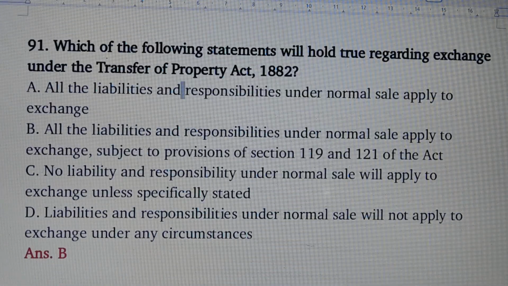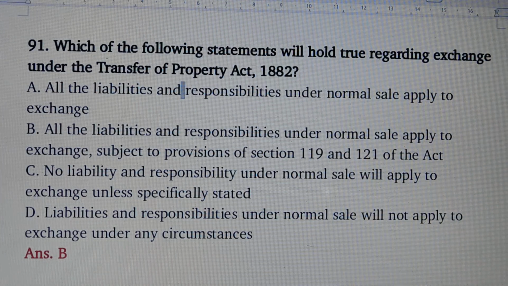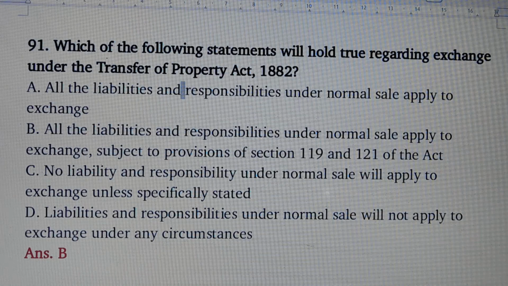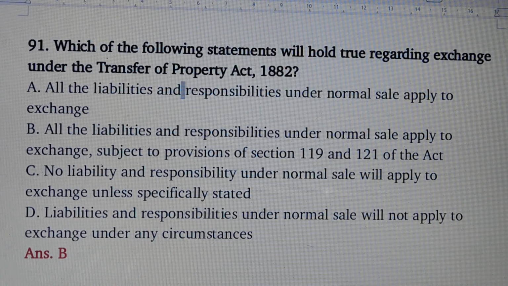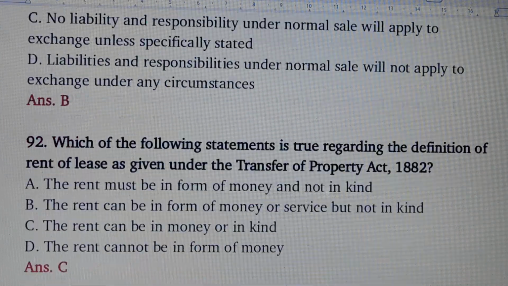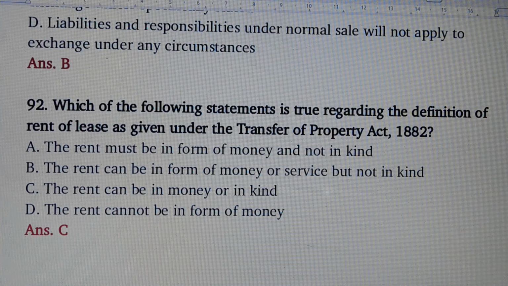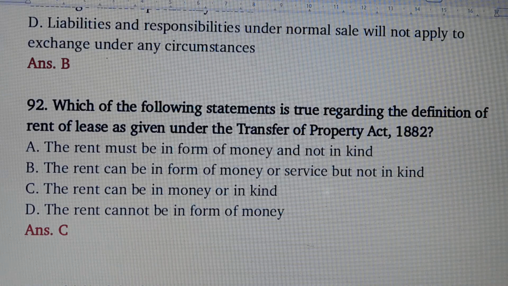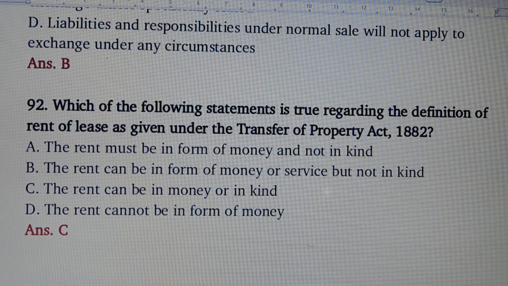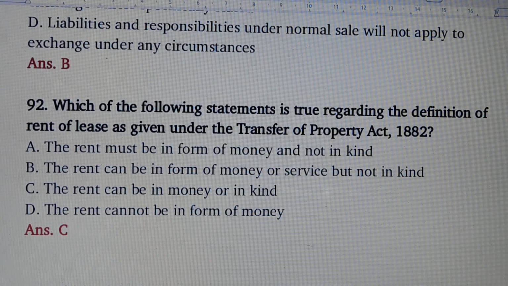Question number 91. Which of the following statements will hold true regarding exchange under the Transfer of Property Act? Answer is option number B. All the liabilities and responsibilities under normal sale apply to exchange, subject to provision of section 119 and section 121 of the Act. Question number 92. Which of the following statements is true regarding the definition of rent of lease as given under the Transfer of Property Act? Answer is option number C. The rent can be in money or in kind.